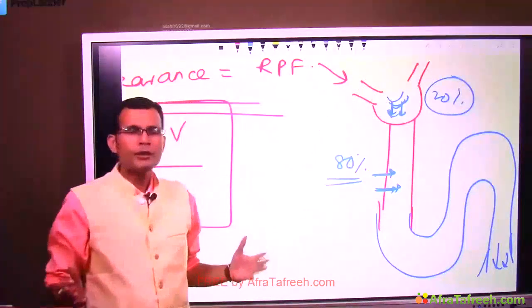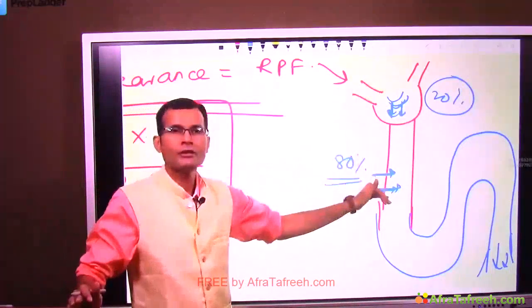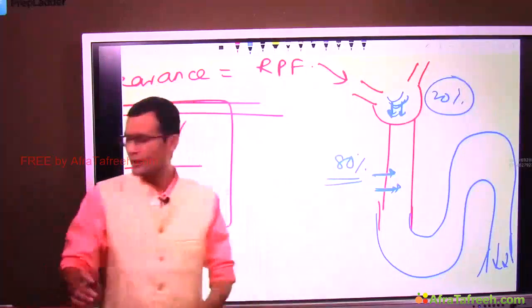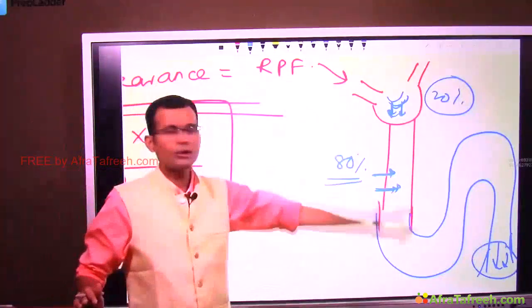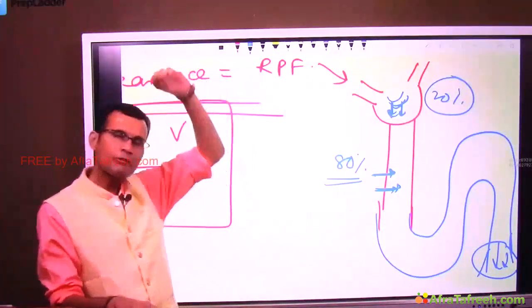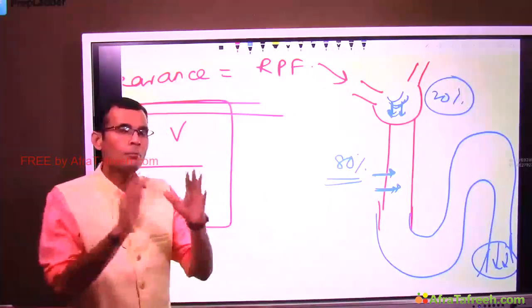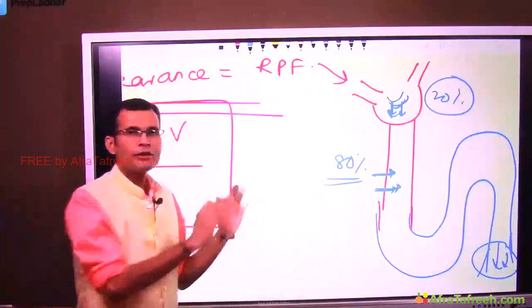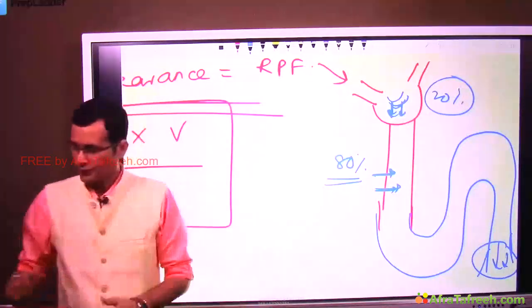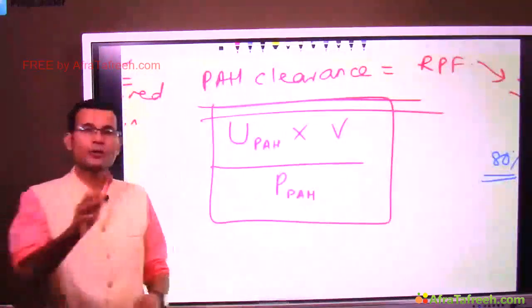Plasma filtration fraction is 20%. So only 20% of the PAH will get filtered at the glomerulus, and 80% will come by tubular secretion, so that all the 100% will come into the urine in a single pass. It will not go into the renal vein at all. Right. So major chunk of excretion of PAH is coming by tubular secretion. With that in mind, now let's see the question.